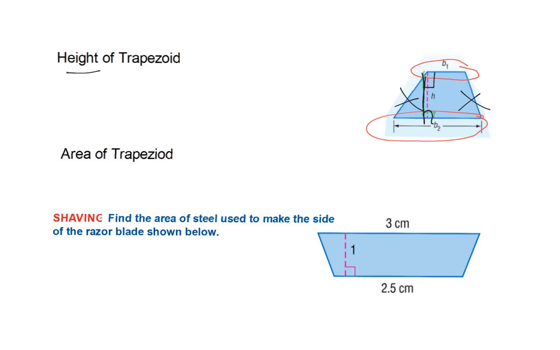To figure out the area of the trapezoid, you're going to add your two bases up, B1 plus B2, and divide it by 2, and that will be kind of like the average of your two bases, and you multiply it by the height. So that's the area of a trapezoid.